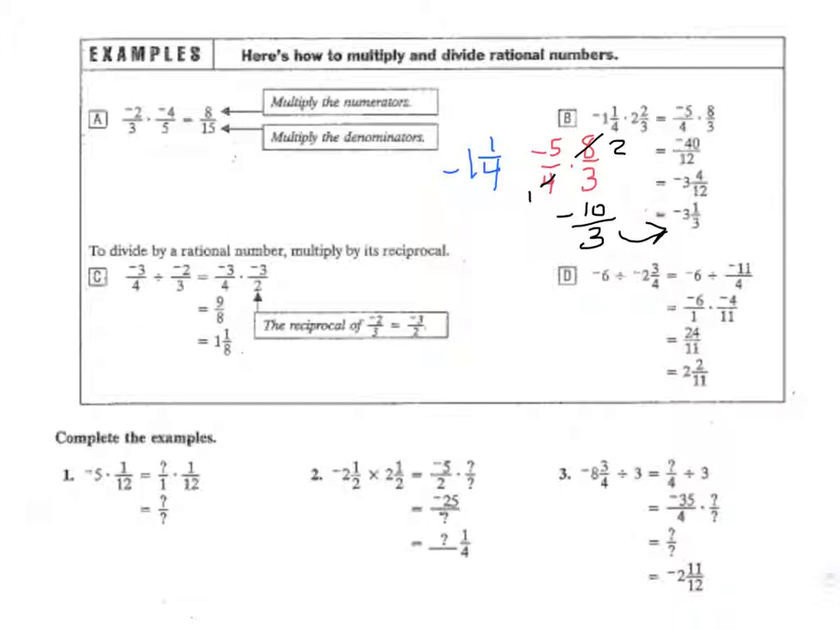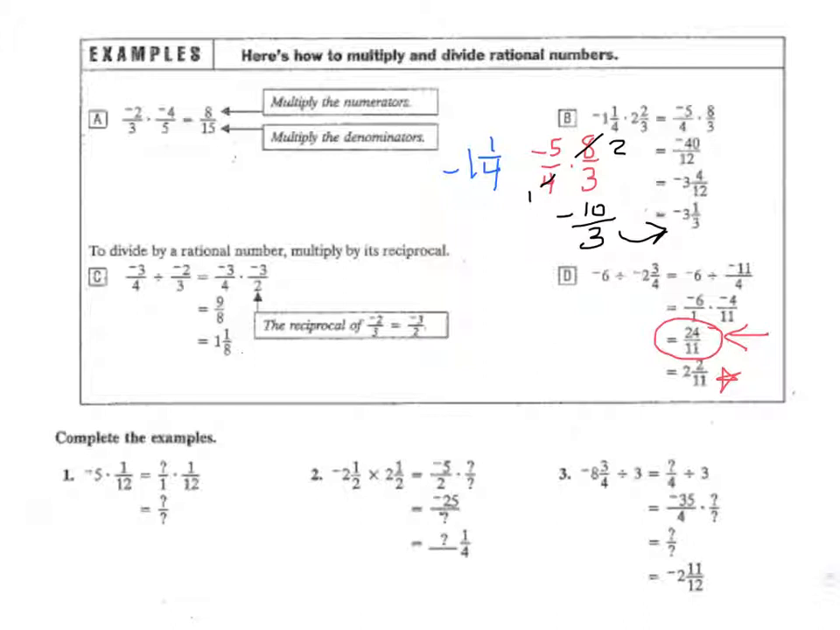The next one, remember that when you have a whole number, you put it over 1. So we have negative 6 becomes negative 6 over 1. Negative 2 3/4 is negative 11/4. So change it to multiply by the reciprocal. We do not have any common factors. So negative 6 times negative 4, positive 24 over 11. And this is a good enough answer. This is okay, but this is certainly good enough.